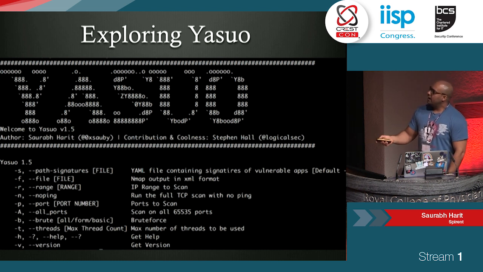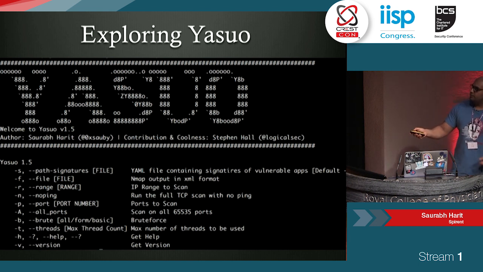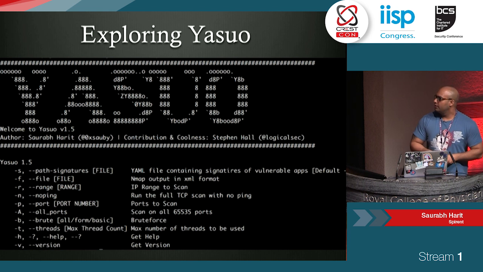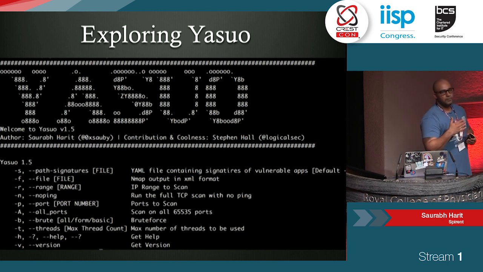This is a simple command line that Yasuo comes with. The core of Yasuo is the signature file, which is a YAML file that contains unique signatures for different applications which are vulnerable. I'll walk you through the YAML file in a bit. It can accept two different kinds of input. It can accept a new line separated file with different IP addresses. And it can also accept your Nmap output. So if you do a port scan using Nmap and save the output in XML format, it accepts that as well.